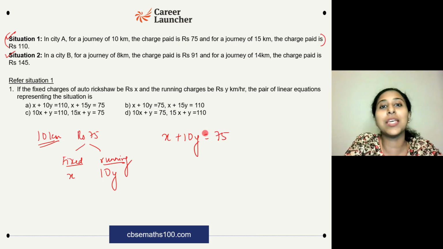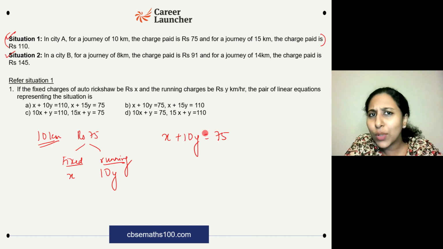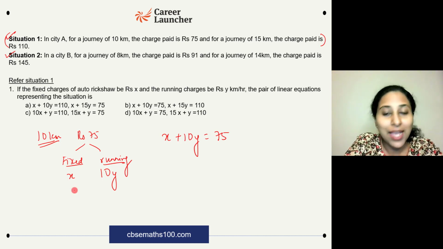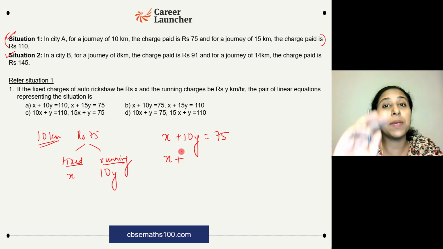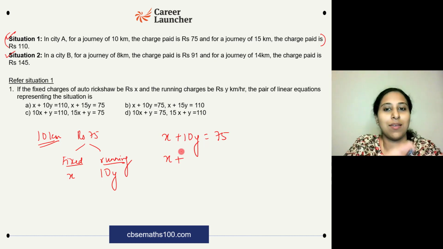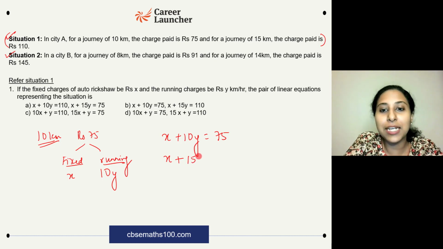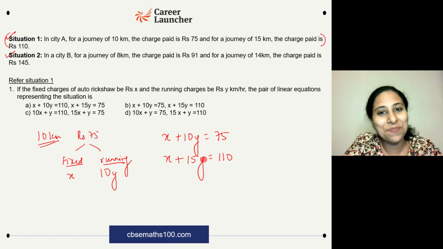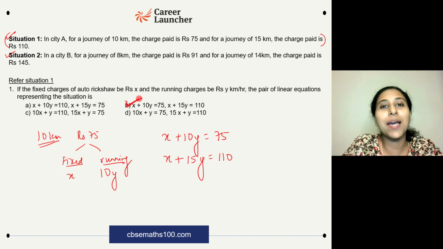This is one of the equations. Let's look at the next one. Same situation. Again, the fixed charge will be x. The running charge this time would be 15 times y because the distance traveled is 15 kilometers. And this total charge is given as 110. So this way you're getting the two equations which can be formed in situation 1. And that corresponds to option B. This will be our answer for the first question.